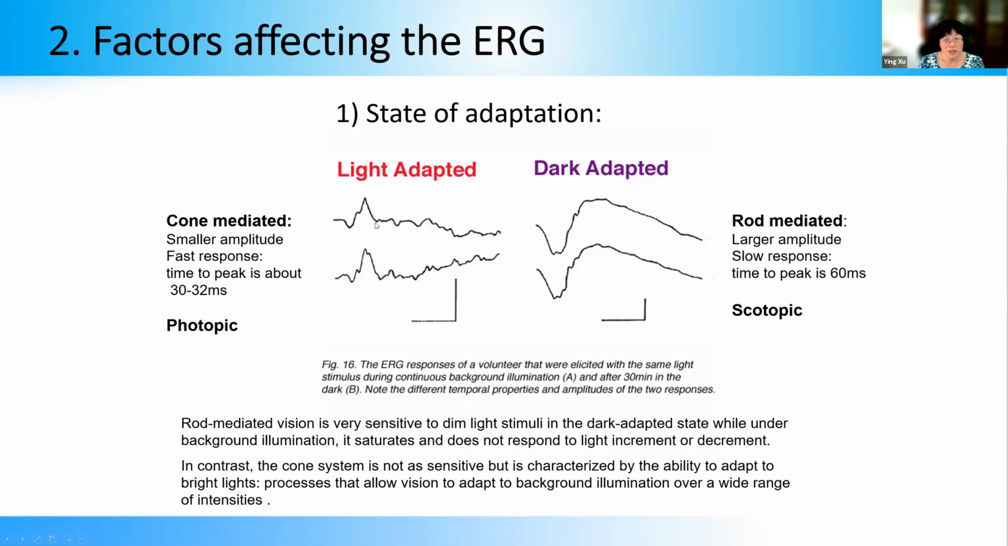Since during dark adaptation it's a mixture of rod and cone responses, and during light adaptation there's only the cone response, the amplitude is smaller than in dark adaptation. And also, since cones respond faster than rods, the time to peak is shorter.